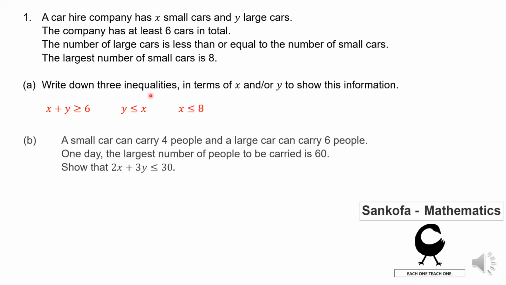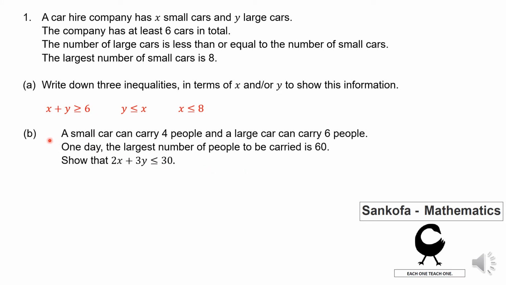All right. So then you have got another sentence here that says a small car can carry 4 people, so that's going to be 4x, plus 6 people, that's going to be the larger car, 6y. So it's 4x plus 6y should be less than or equal to 60, and then you simplify that inequality by dividing throughout by 2. It should give you 2x plus 3y is less than or equal to 30. So you have got 4 inequalities in a nutshell that you need to draw.